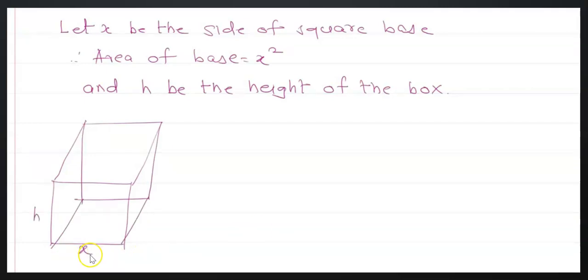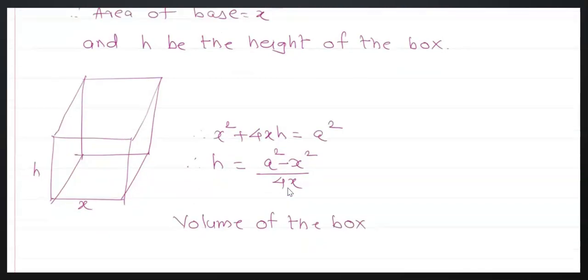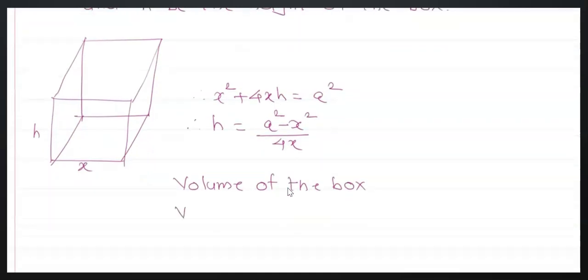The length of the base is x, and h is the height. The total surface area, x square plus 4xh, is equal to A square. Therefore h is equal to A square minus x square upon 4x. The volume of the box V is equal to area of the base into height.